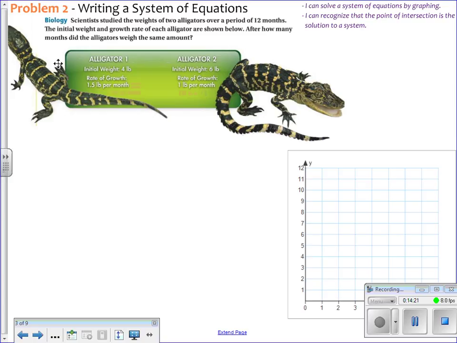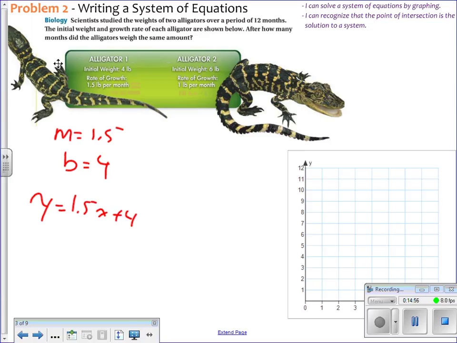Okay. So let's do this. Alligator number 1. How much does it weigh to start with? It starts at 4 pounds. How much does it grow per month? 1.5 pounds per month. So our slope is its rate of growth per month. I go, ooh, 1.5, that's my slope. It starts at 4 pounds. That's my y-intercept. So the equation for alligator 1, y equals 1.5x plus 4.